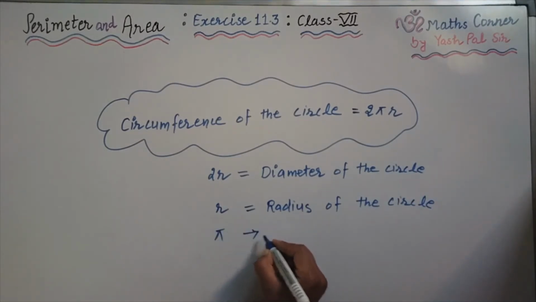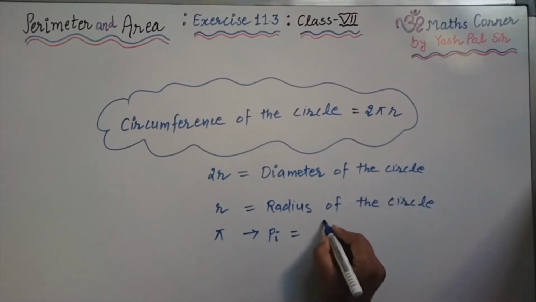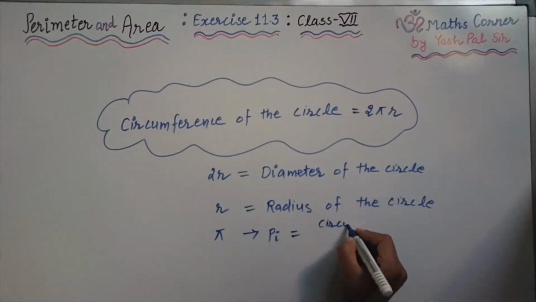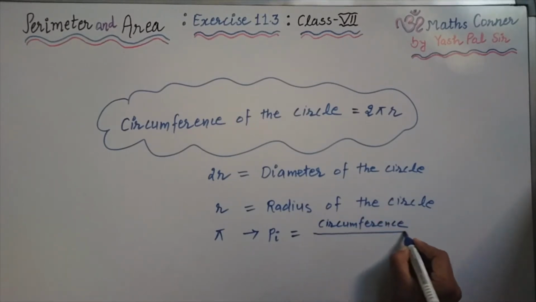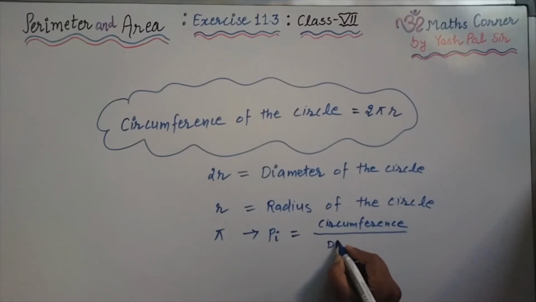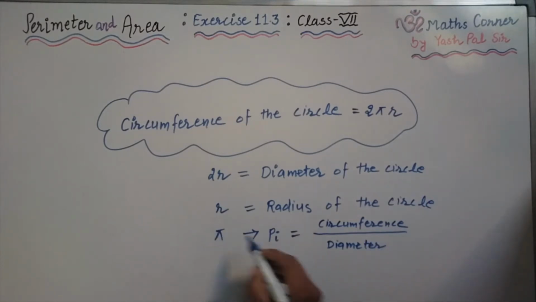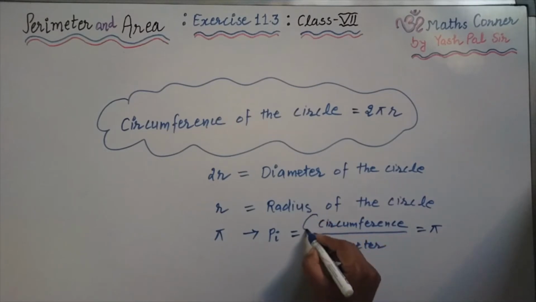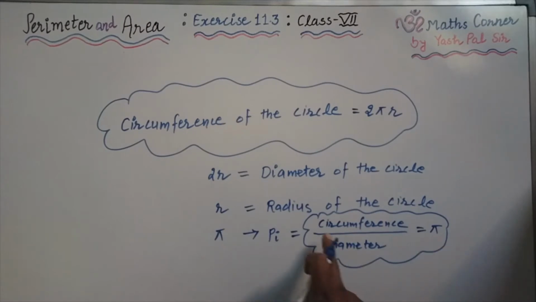We read this as pi. Pi means the ratio of the circumference of the circle divided by the diameter of the circle. This is called pi. Right? Pi is equal to the circumference of the circle divided by the diameter of the circle.